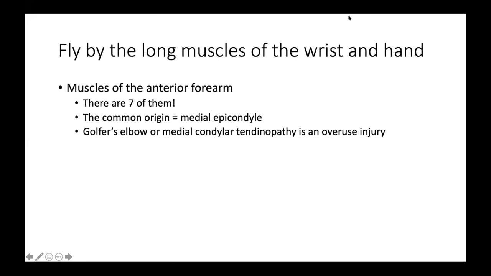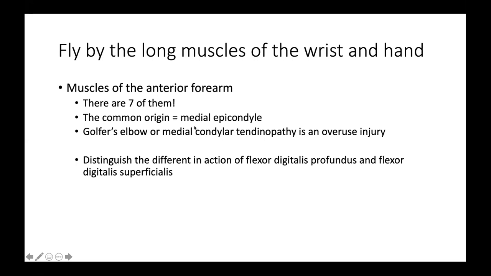I should have said, it's also really important to distinguish the difference between the action of flexor digitorum profundus and flexor digitorum superficialis, because that's actually what they are. The main difference is basically profundus goes to the tip, whereas superficialis only bends the PIP, okay? And then we'll talk about the innervations of the muscles, but later.